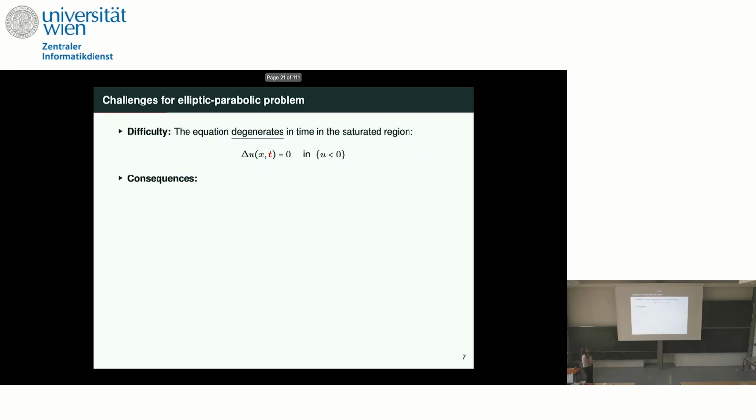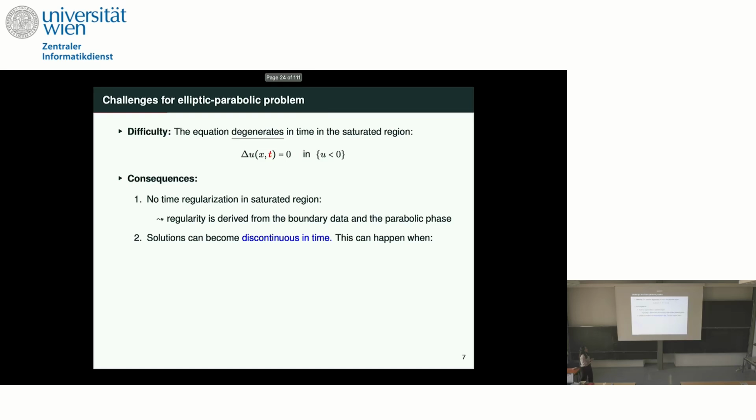As a consequence, we're not going to get any time regularization in this region. The best regularity you can get for U in the negative phase is the one that you prescribe on the boundary data and the one coming from the parabolic phase. So it's not going to regularize. Another interesting consequence is that you can actually construct solutions that are discontinuous in time for this problem. I'm going to give you a couple of situations, and we will see a couple of examples where this can happen.